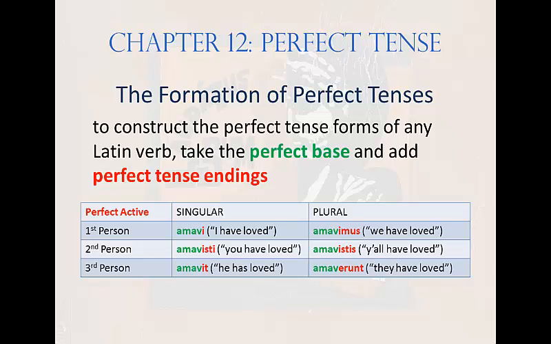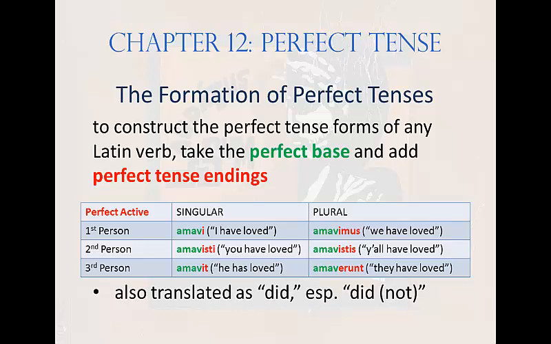And here is how these forms translate. Amavi, I have loved. Amavisti, you have loved. Amavit, he, she, or it has loved. Amavimus, we have loved. Amavistis, y'all have loved. Amaverunt, they have loved. These forms can also be translated as did, as in I did love, a form that is used very often in English when the speaker wants to negate the verb, as in I did not love. Or another possible translation is the simple past. I loved, you loved, and so on.